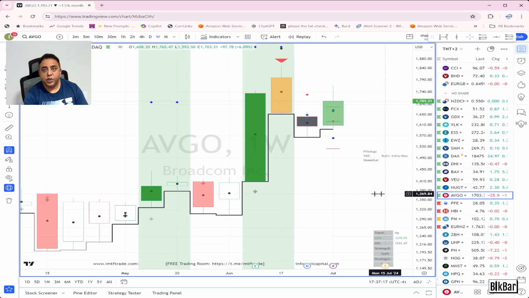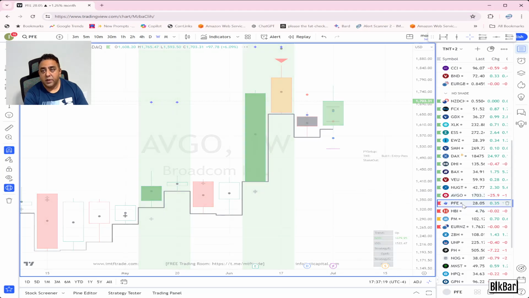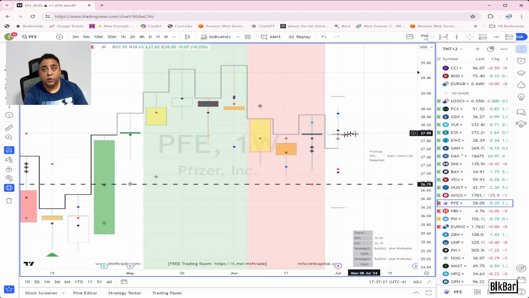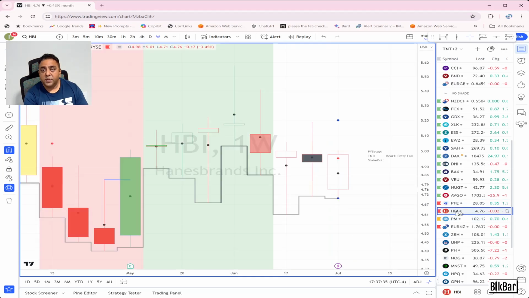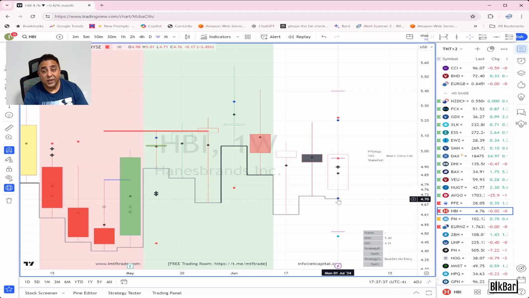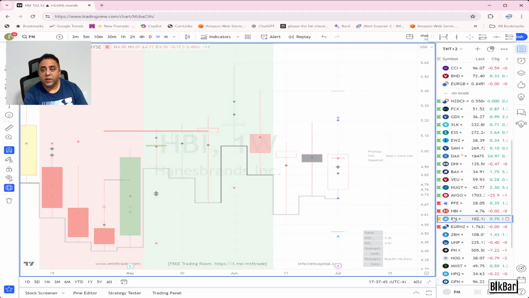Okay, AVGO, Broadcom. This was a losing trade here. It went down, then we entered here, and then this loss. It didn't get to max loss here, so we still had some distance away from the max loss, but it still was a losing trade. HBI, this was one that we got clipped, got in, and then basically at the end of the week, it was negative. Didn't get to max loss, but still a minor loss right there.